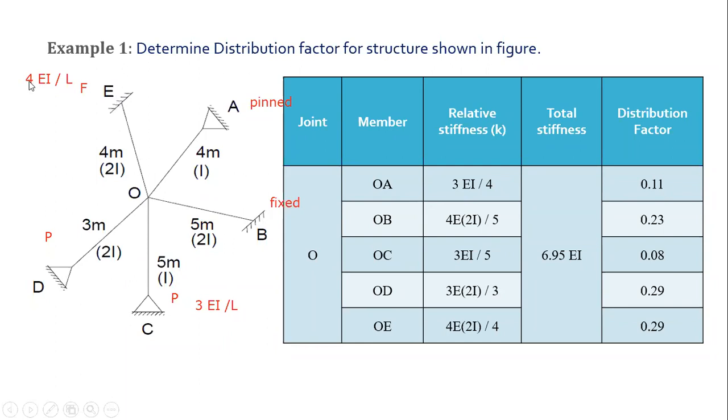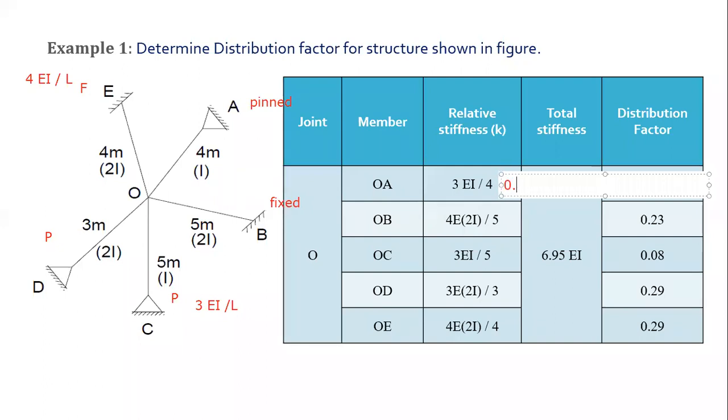Again it is fixed, so the formula will be 4EI by L. 4 as it is, E as it is, instead of I I need to replace it with 2I, and the length is 4 meters. So this is how I can get the relative stiffness of each and every member. Once I get all this, I will sum it up to get the total stiffness. So in that case, I will simply write, yes, what will be 3 by 4?